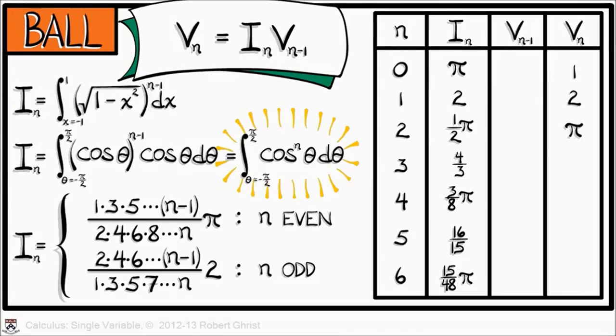The zero-dimensional volume of a ball is 1. The one-dimensional volume of a one-dimensional ball is 2. And the two-dimensional volume of a unit two-dimensional ball is pi.